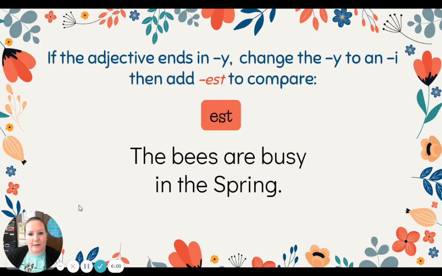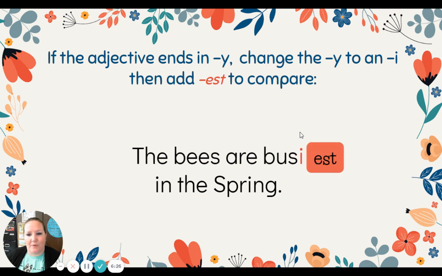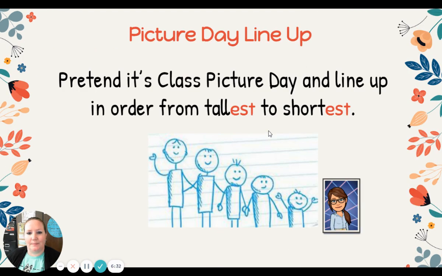All right, let's take a look at our sentence here. If the adjective ends in Y, remember we'll change the Y to an I, then add EST to compare. So here my sentence says, the bees are busy in the spring. We're comparing the bees' busyness to other seasons. Then we want to change that Y in our adjective busy to an I before we add our ending of EST. Now, the bees are busiest in the spring.